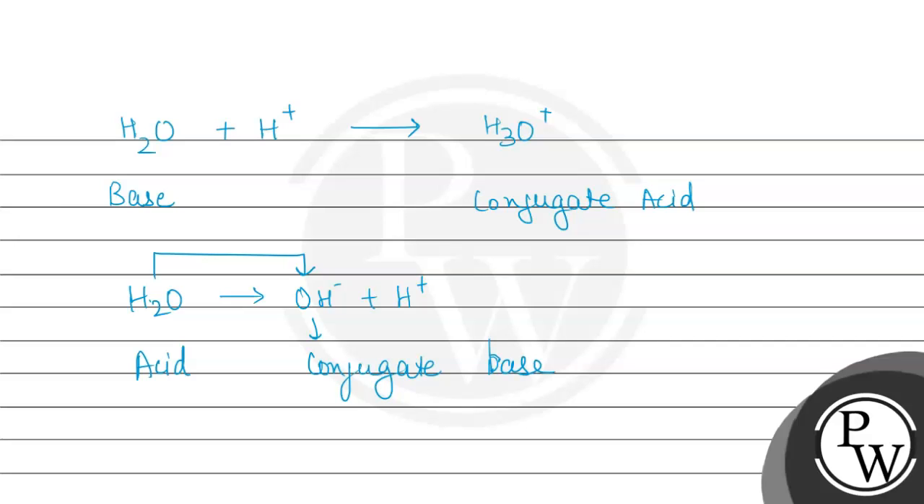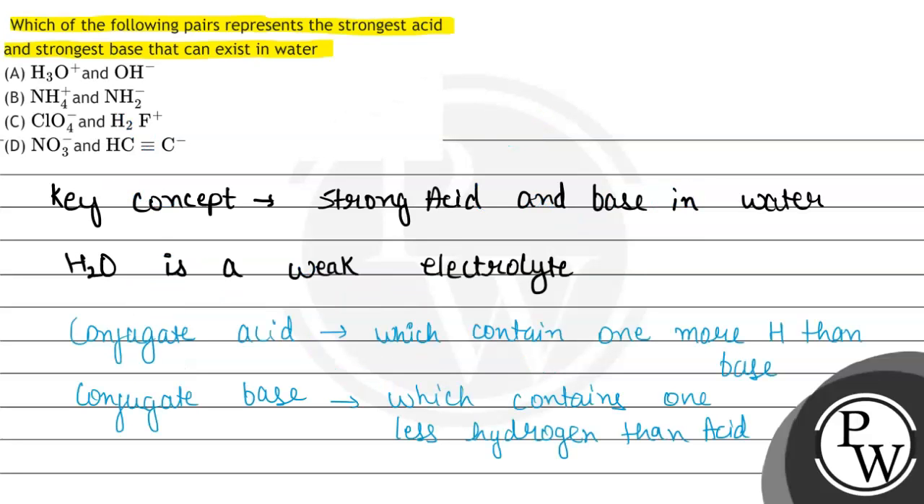So water के respect में जो strongest acid होगा that should be conjugate acid, and water के respect में जो strongest base होगा that should be conjugate base, OH negative. So by this we can say जो हमारा option number A है that will remain the final answer of this question. Option A, H3O positive and OH negative. जो option B, C and D है that are incorrect with respect to the water.